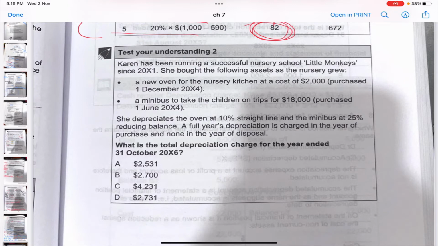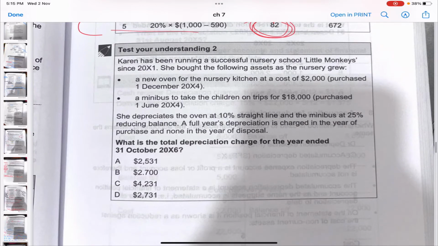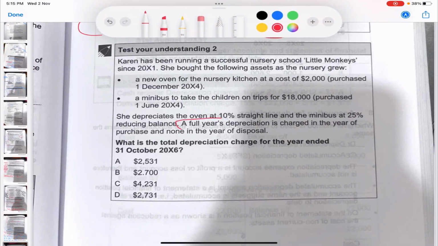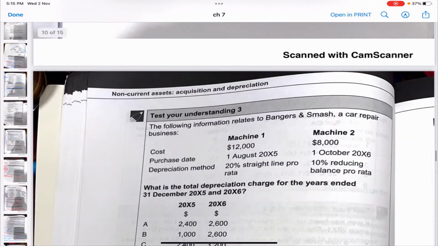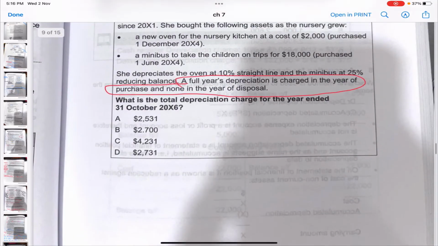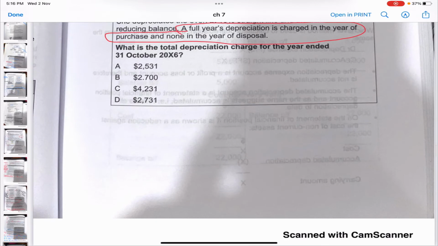She depreciates the oven at the straight line and the minibus at the reducing balance. A full year's depreciation is charged in the year of purchase and none in the year of disposal. So this is to be kept in mind: in the year of acquisition you need to charge the entire depreciation, and in the year of disposal you need to charge 0 depreciation. Now we need to find out the total depreciation which has taken place in her business.